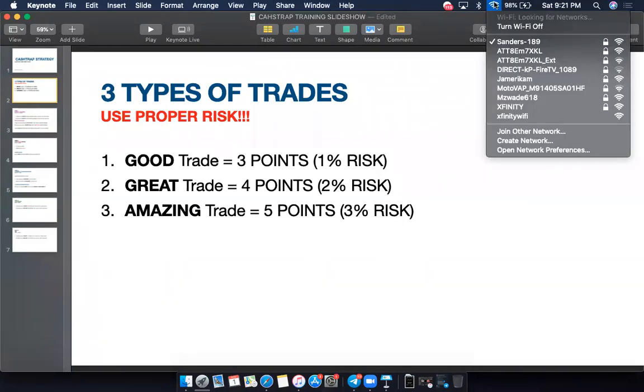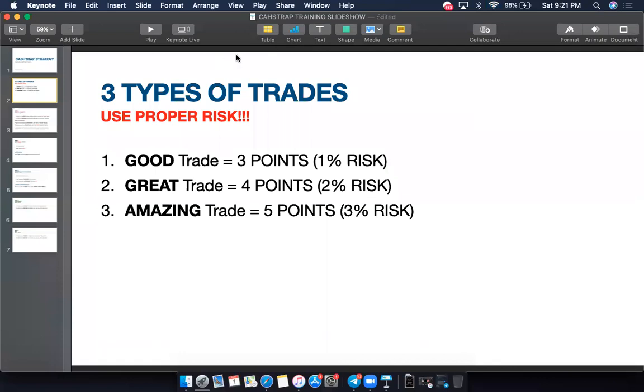All right, perfect. So a good trade, which is 3 points, is a 1% risk. A great trade at 4 points is a 2% risk. And an amazing trade, 5 points, you can risk 3% of your account. Very important.